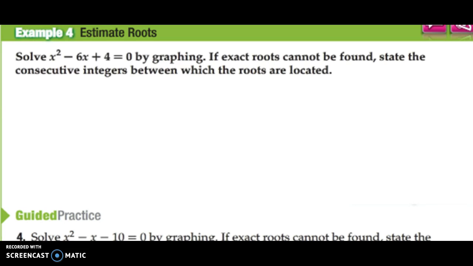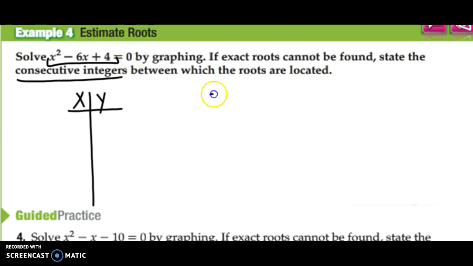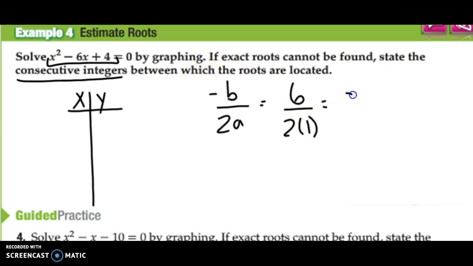So it says, solve x squared minus 6x plus 4 equals 0 by graphing. If exact roots cannot be found, state the consecutive integers, so what they're between, to find the roots. So essentially, all they're asking us to do is make a table of these values. So let's make a table of our values, x and y. Now we don't know where to start. We always figure out where our vertex is going to be by putting in negative b over 2a. So negative of negative 6 is just 6 over 2 times 1. So that's going to be 3.